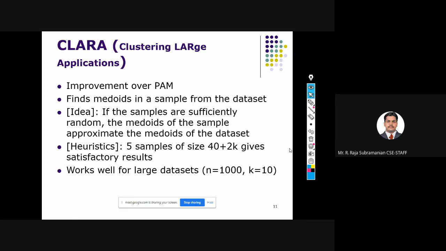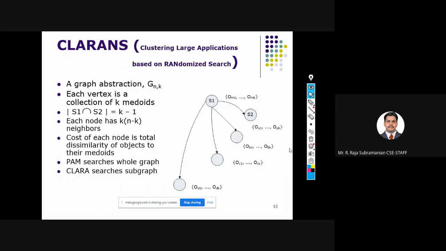And if you want that to be repeated, you can have several different samples and several different medoids also. That is the parallelization involved in Clara, and this Clara clustering works well. Some more variations also came when randomization came into play. Instead of just clustering large applications, it also includes clustering large applications based on randomized search, where we combine both PAM as well as Clara.